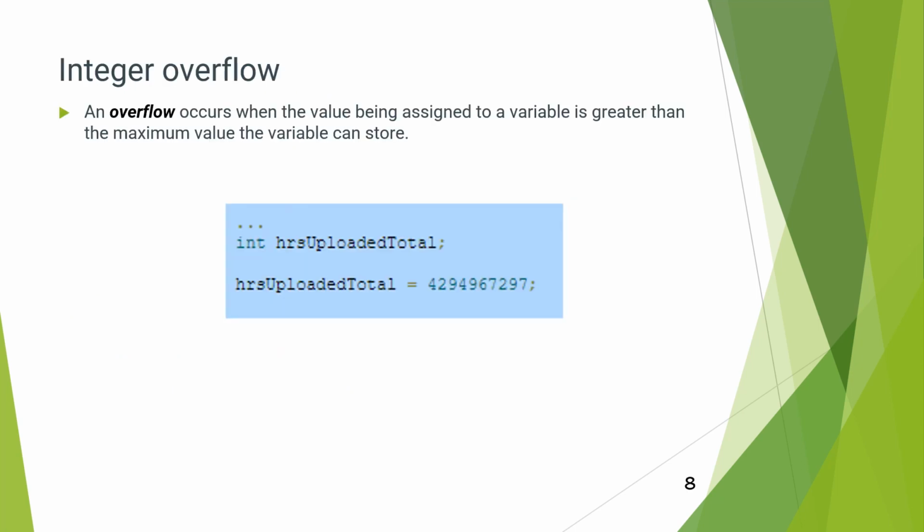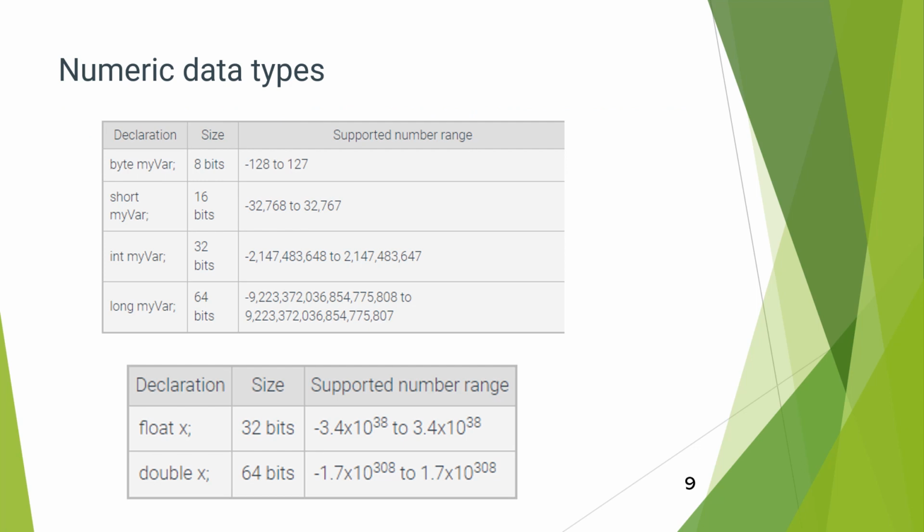And coming to integer overflow, an overflow occurs when the value being assigned to a variable is greater than the maximum value the variable can store. So an integer can hold up to a limit value. If we give more than that, it causes an integer overflow. And now you can see here hours uploaded total. This is a long data type but not an integer data type.